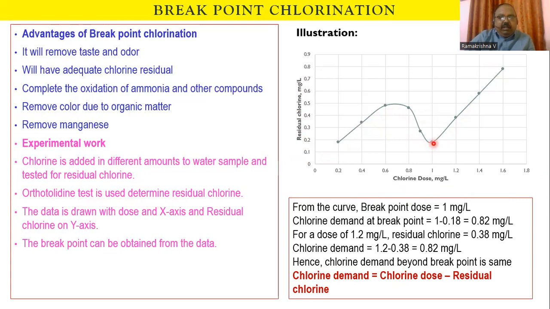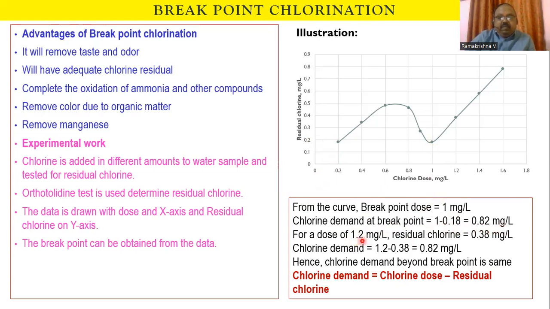And we obtain here the lowest point, which is nothing but the breakpoint chlorination, beyond which residual chlorine becomes uniform. From this data, you can see here the breakpoint chlorination dosage is 1 milligram per liter. And chlorine demand at this stage is 1 here. And what is the residual chlorine? 0.2. So 1 minus 0.2 is 0.8, approximately 0.82 milligrams per liter.